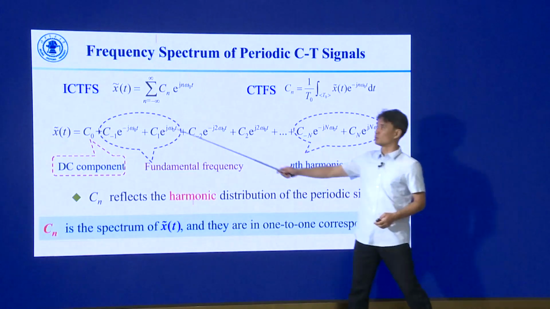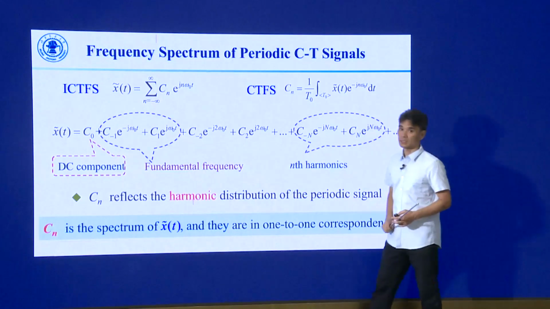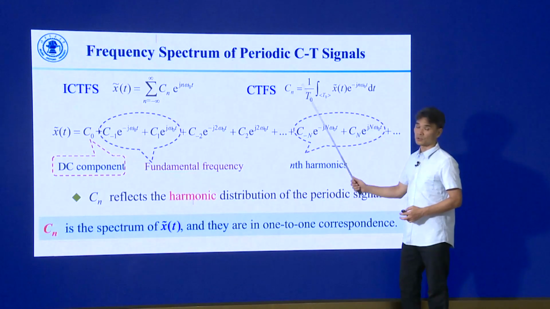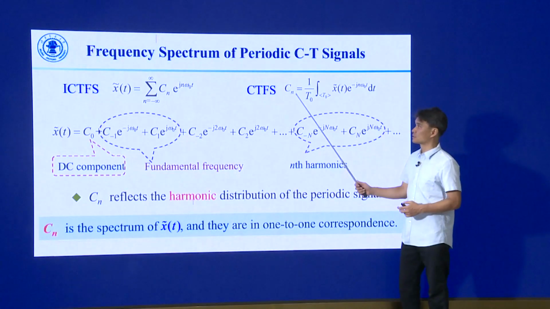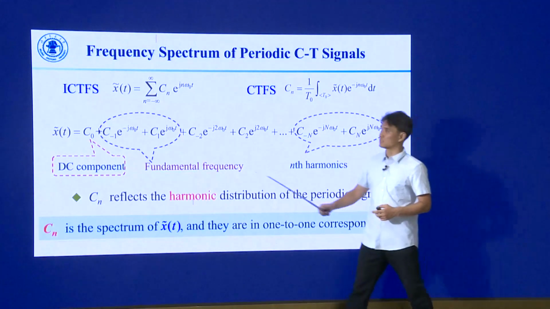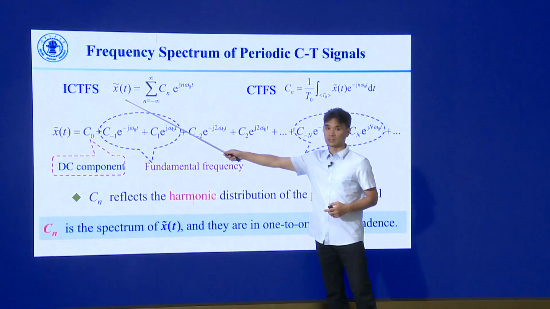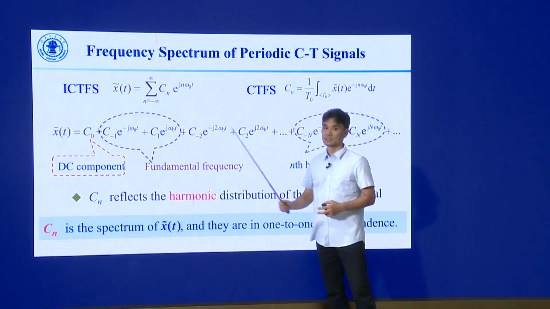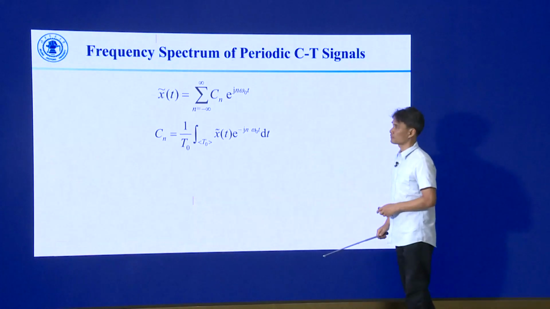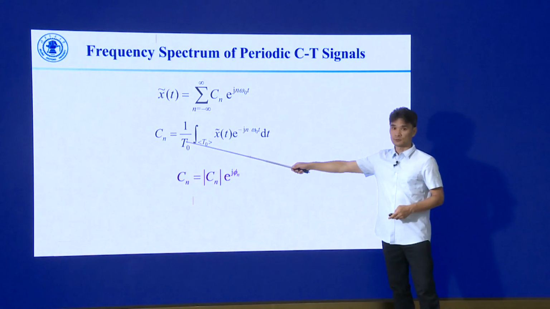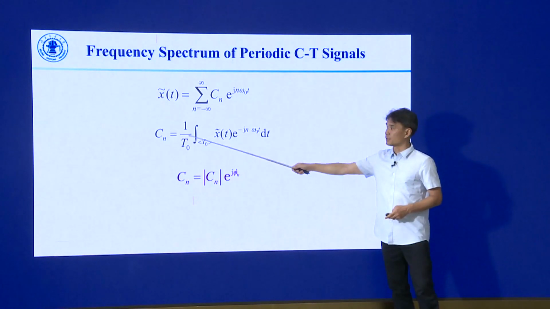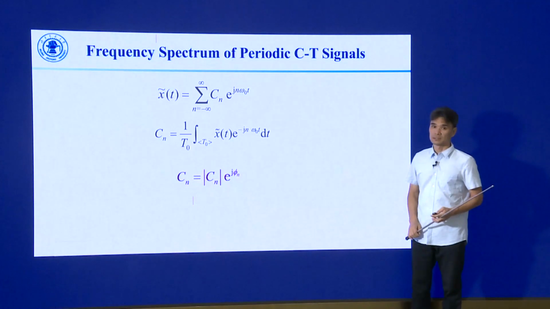So basically, when you know x of t, then automatically you know c sub n through this equation. Or the other way around, if you know the signal's spectrum, c sub n, then automatically you know the signal's original form in the time domain through this summation. And we define this as the Fourier spectrum. And in general, the spectrum is a complex function.